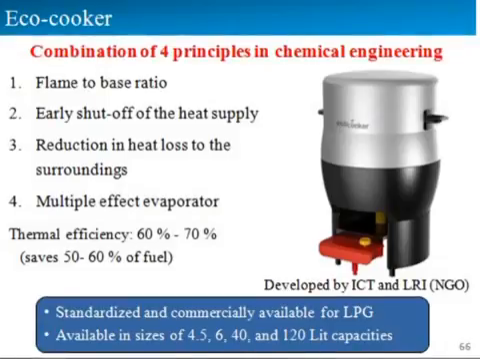These are the 4 parameters which you need to adjust: flame to base ratio, early shut-off of the heat supply, reduction in heat losses to the surroundings, and multiple effective apparatus. You can combine these and come out with the design of a cooker.